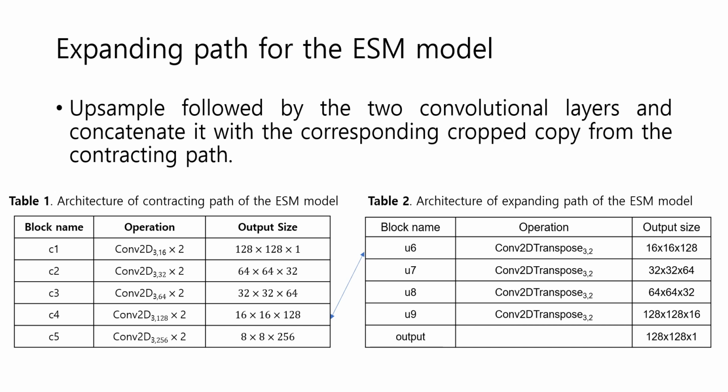C4 is concatenated to the upsampled feature map from the expanding path, and then the output feature map of the upsampled feature map is concatenated to C3, and C2 is concatenated to U8, and C1 is concatenated to the output feature map from the transpose convolution.